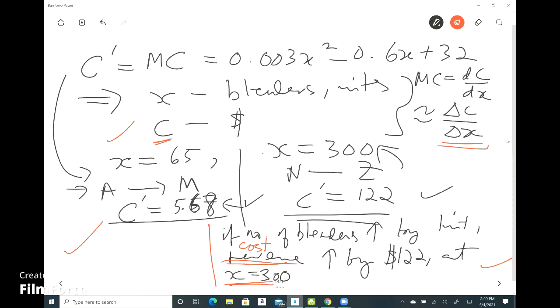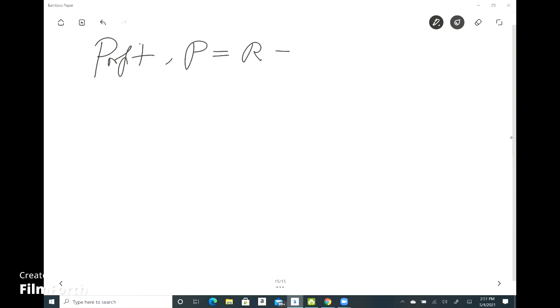Now the third example is profit. And profit, as you know, again here, this is not a new example. It's again an example that we have come across, but the only difference now is we use the derivative, which is a more general method for nonlinear functions. So if you recall, what is profit? Profit is equal to what? Revenue minus cost.